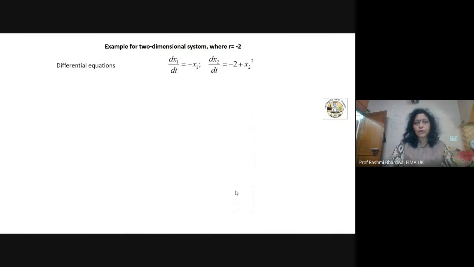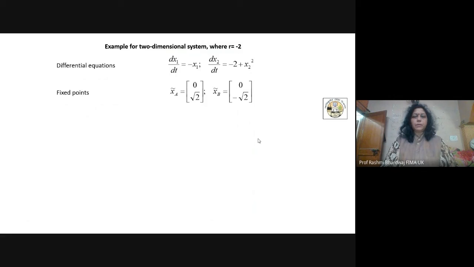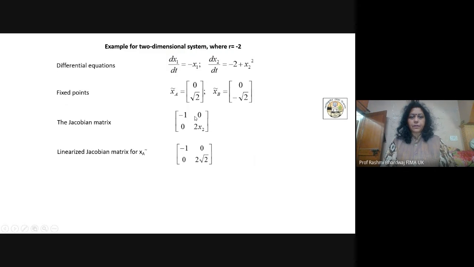Now suppose you have a differential equation dx1/dt = -x1 and dx2/dt = -2 + x2². This is an example of this. So if you solve, putting the points, x1 is 0 and x2 is plus or minus root 2. So you are getting these two as fixed points. This is your Jacobian matrix. At this point, you are getting this structure.